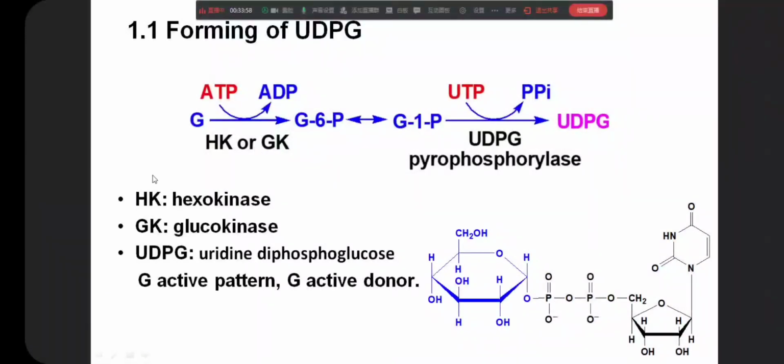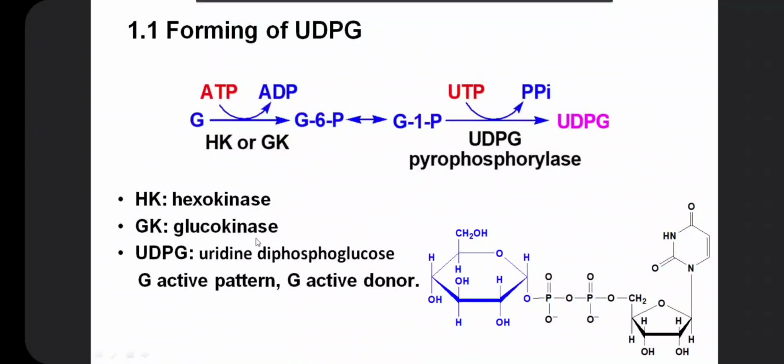That means in fact, the hexokinase and glucokinase are isoenzymes, right? They can catalyze the same reaction, but they are translated from different genes. And hexokinase, glucokinase, just now we said hexokinase is mainly located in the brain and muscle, but glucokinase is located in the liver, and they have different affinity to the glucose.